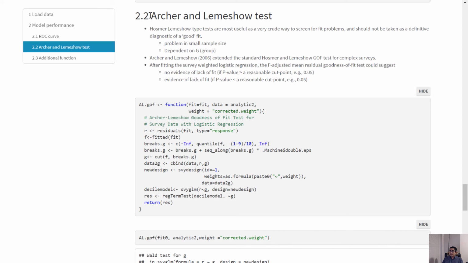The other function that is useful to assess the performance of logistic regression is the Hosmer-Lemeshow test for general logistic regression, but for survey weighted regression we use the Archer-Lemeshow test, and there is a function available online. I made some modification here.